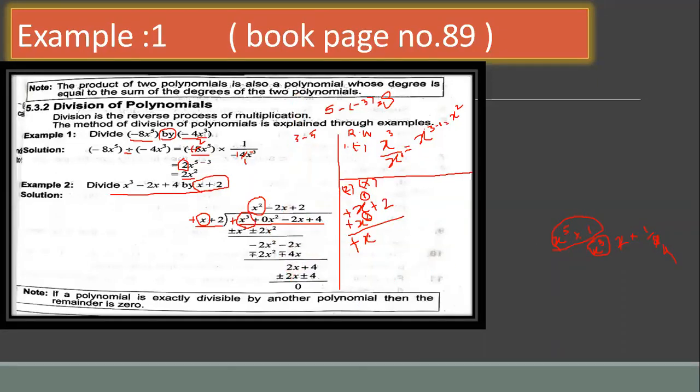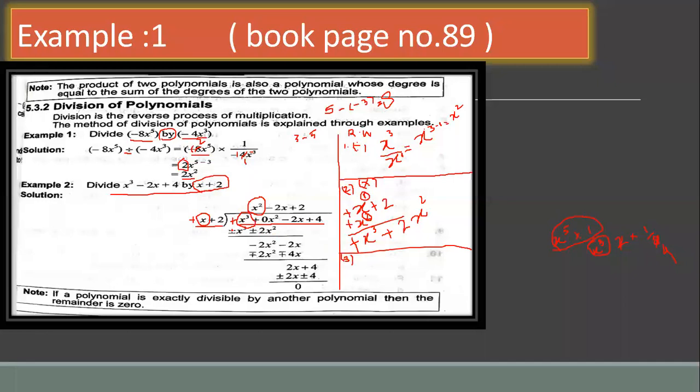X cube, x² raised by 3. After that, plus plus plus, and then 2 as it is, and x² raised by x square. This was the second step. Now what I will do, I will write it over here: x cube value underneath the x cube value and x square underneath the x cube value.